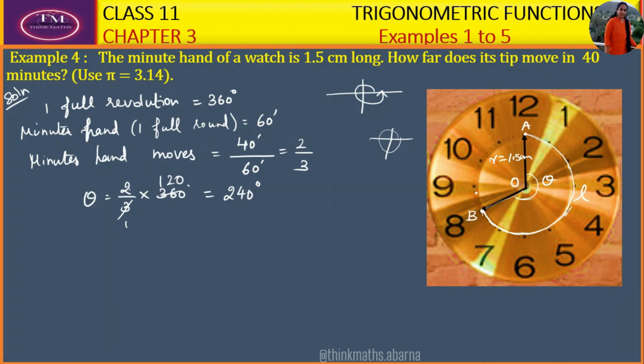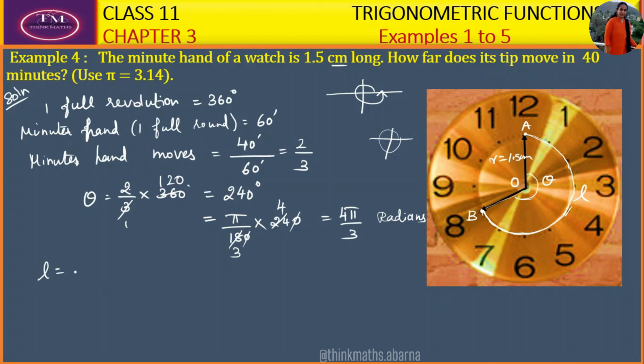What we need to find? We need to find the length of the arc. The length of the arc will be in centimeter, that is, we need theta in radians. So how to convert degree to radians? For radians, we have pi in the numerator. So pi by 180 into degree. What is degree? It is 240. So this gets cancelled. 3 6s are 18, 4 6s are 24. So it is equal to 4 pi by 3 radians. So we have converted the degree to radians. Theta is equal to 4 pi by 3 radians.